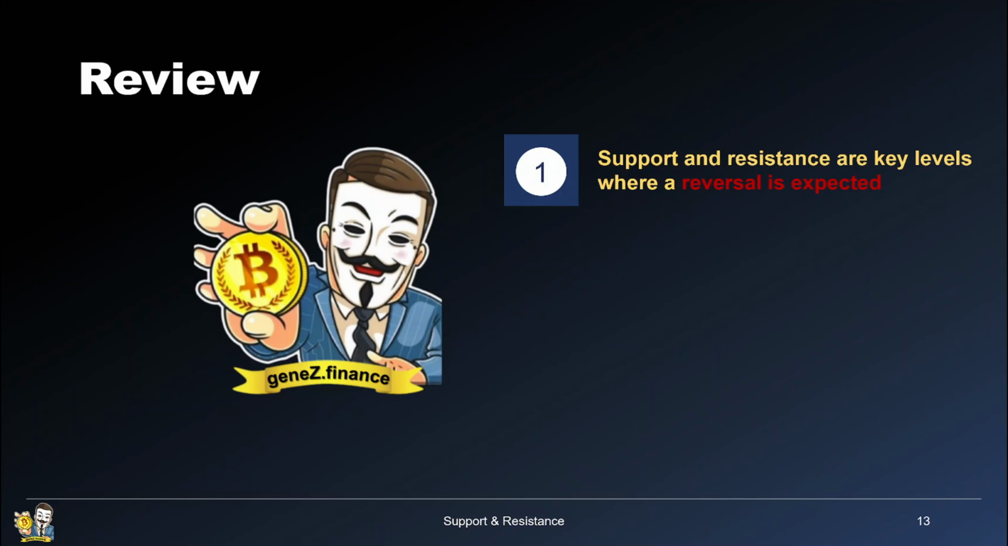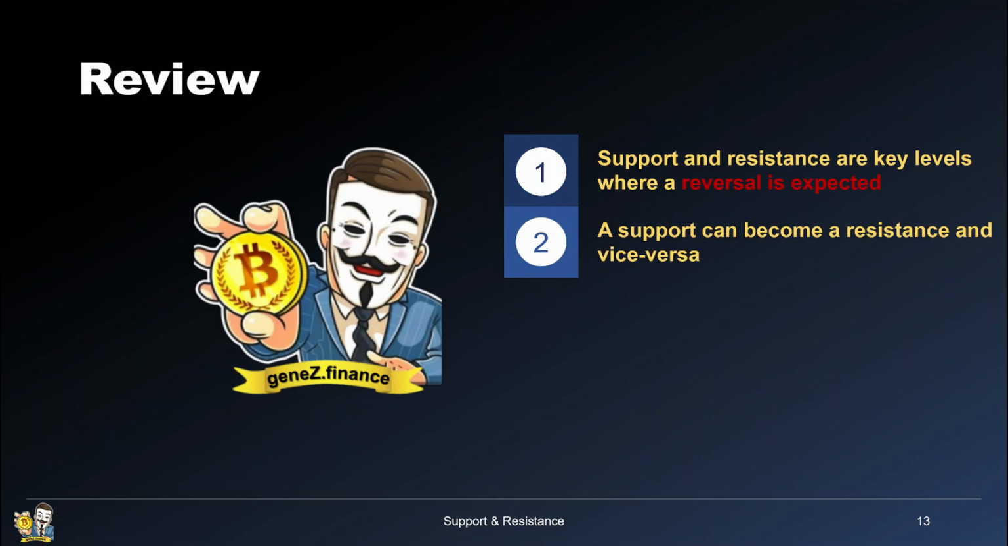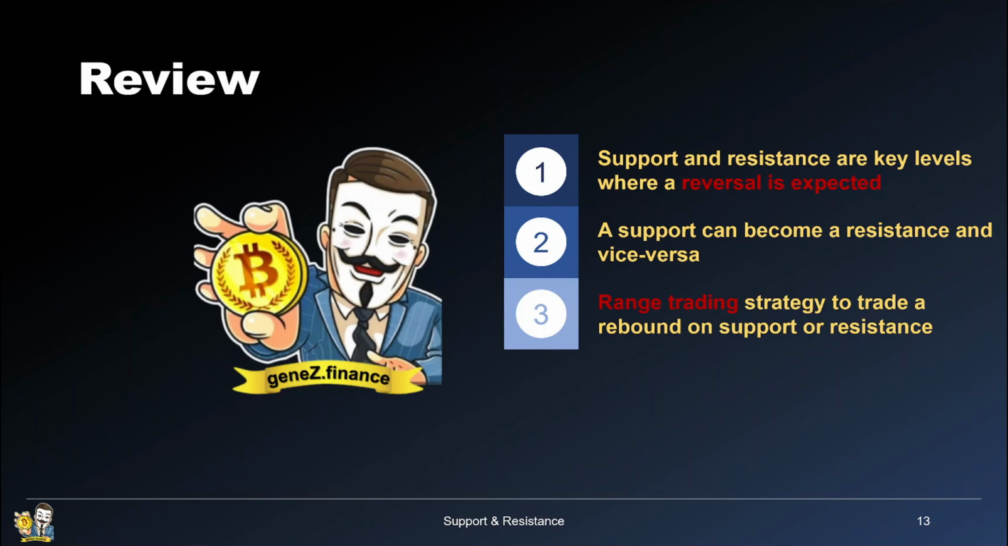First, support and resistance are key levels where price reversals are expected. A support level can turn into resistance, and vice versa. When trading a range, meaning a sideways market, the best approach is to use the range trading strategy, which focuses on price rebounds off support and resistance.